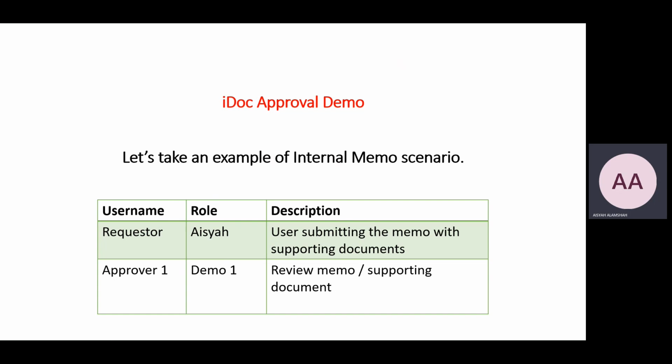The requester is the user submitting the memo with supporting documents. Meanwhile, the approver will review the memo or supporting documents, which is for the final approval.